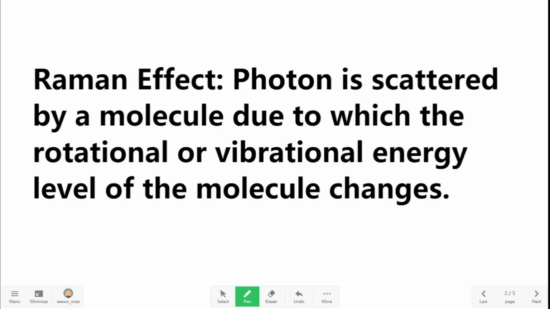Now Raman effect is the effect in which a photon is scattered by a molecule due to which the rotational or vibrational energy level of the molecule changes.